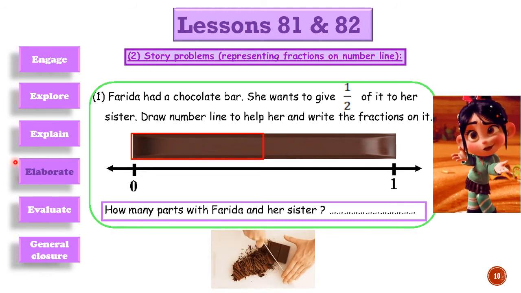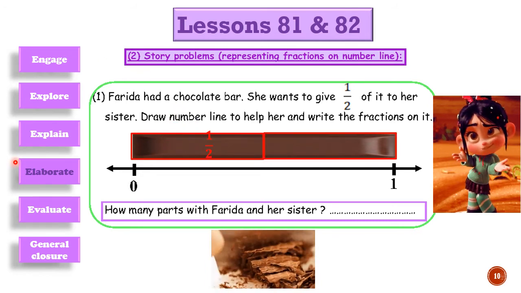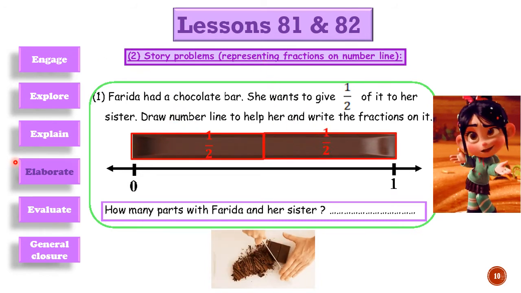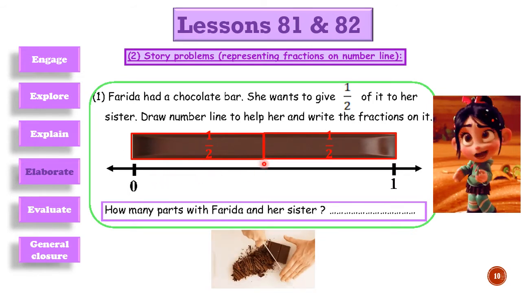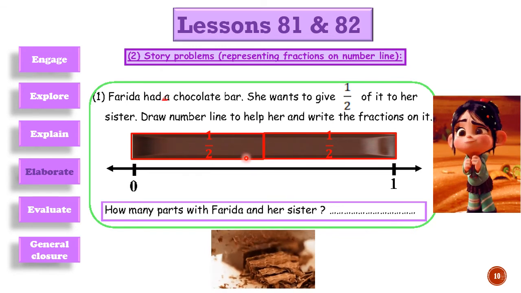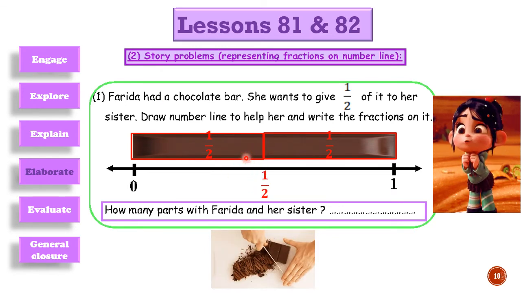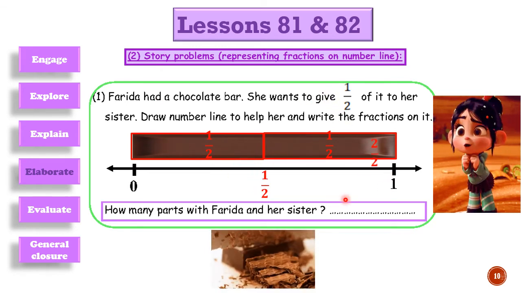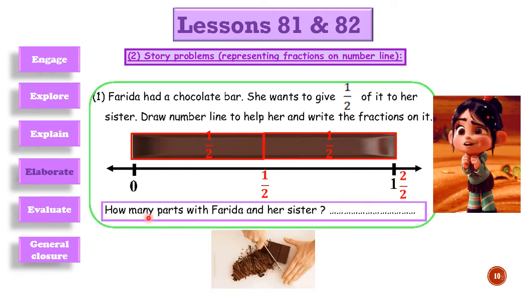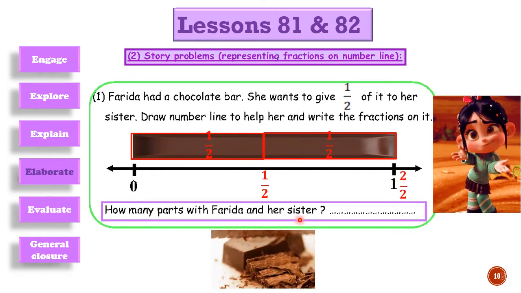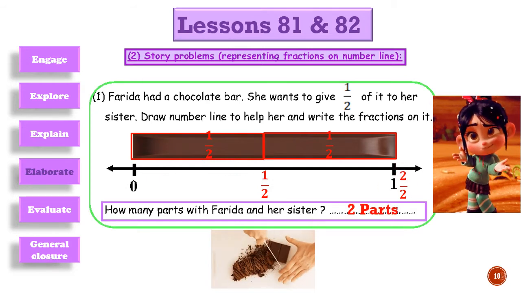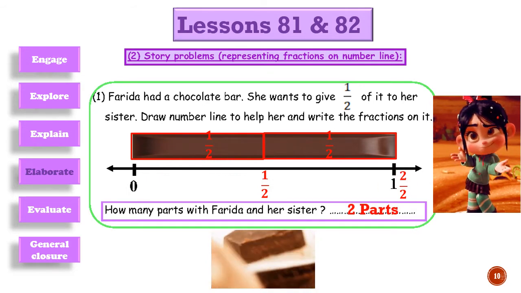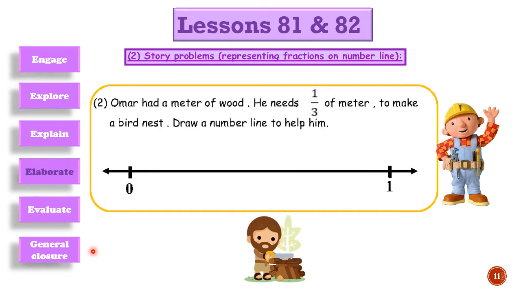Like this. One is called the half and the second one is called the half. Now, our number line will be distributed as we distributed our fraction strip. It will be half, and the whole will be 2 halves. Now, how many parts did Farida and her sister eat all together? It will be how many parts? 2 parts.